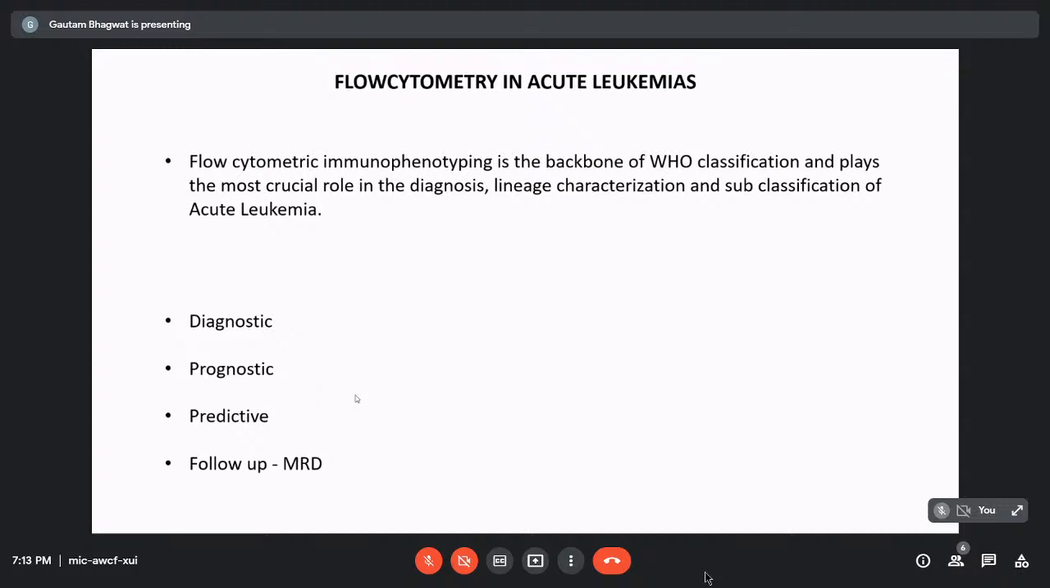And then nowadays, MRD, or the measurable residual disease as we now call it, is very, very important in acute leukemias. A long-term follow-up with MRD, decision making on intensification of treatment or continuing the same treatment, or knowing the chances of relapse, etc., depends on the measurable residual disease. So it is also a very important part in acute leukemias. And multiparametric flow cytometry is the mainstay of measurable residual disease detection in acute leukemias.